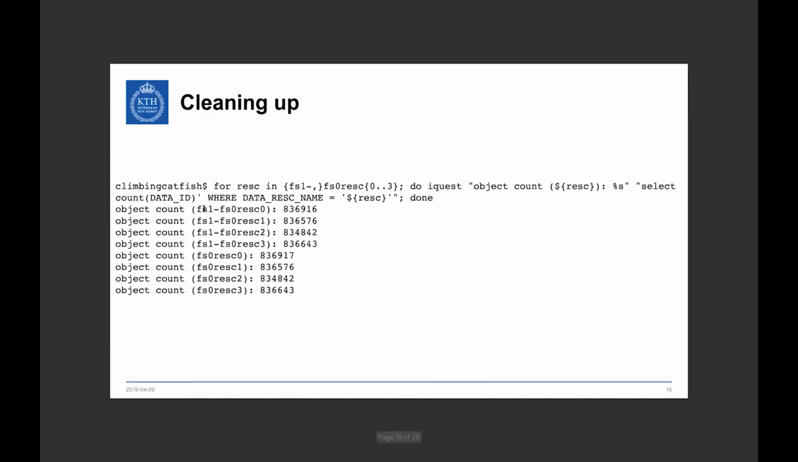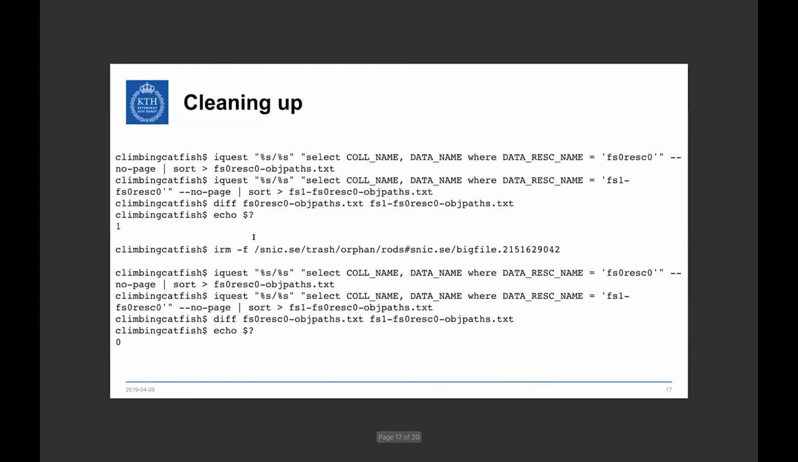And even after that, there was still one mystery data object when we were querying out the success rate of the previous mass replication jobs. There was one resource that was lacking one object. And we found out that that was a leftover of a test file by yours truly called big file. And that was in the orphan section of the trash. So that was quickly taken care of.